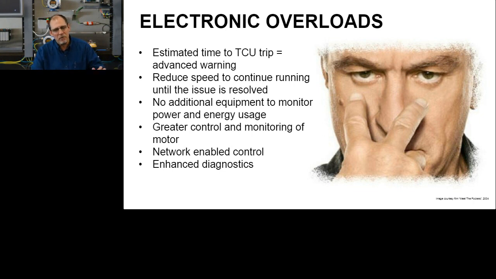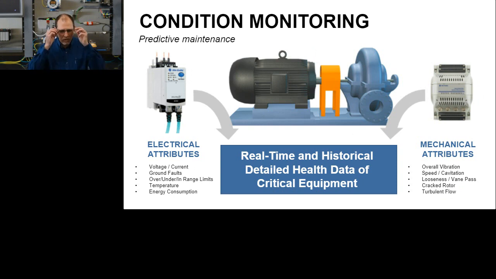Let's take an example here. This is just a picture of a motor and a pump. I want to look at not just a pump, but also a fan motor, because both of these are something I had to deal with in my past. You take an electronic overload and you can look at the voltage, the current, ground faults, temperature and energy consumption. All these things do mean something to you. But you know what the next level on top of this is? Mechanical attributes.